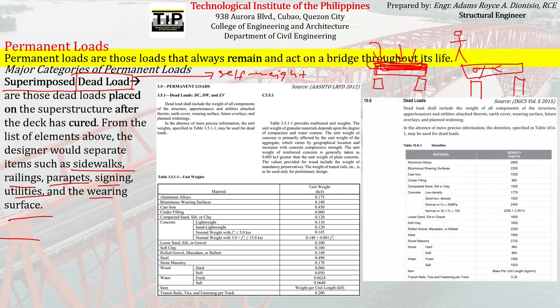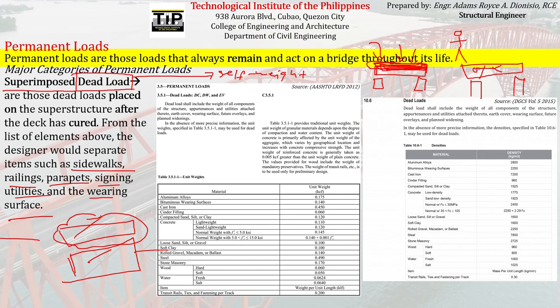Hindi mo naman pinatong yan doon sa bridge nung ginagawa pa lang yung bridge, di ba? Nung binubuhusan pa lang yung deck, di mo naman malalagay yung wearing surface. Di ba ganito yung itsura ng wearing surface? Di mo na malalagay yung wearing surface na yan kung wala pa tong deck, di ba? Kasi pinapatong lang naman yung wearing surface sa deck. So yung nakapatong na wearing surface, that's actually included sa superimposed dead load that i-define natin dito.